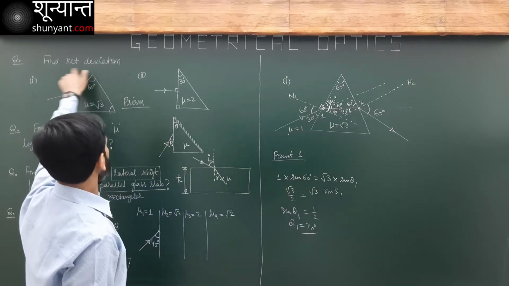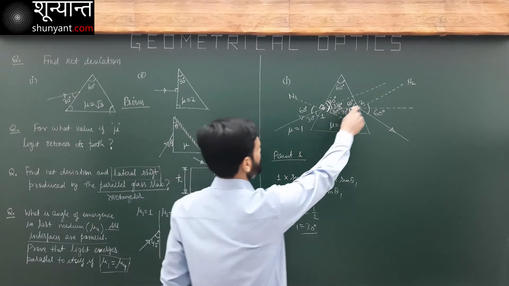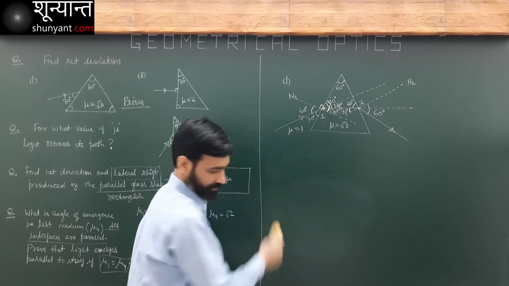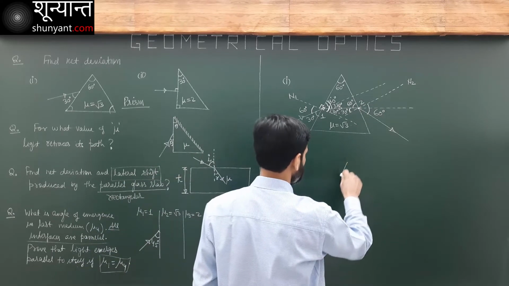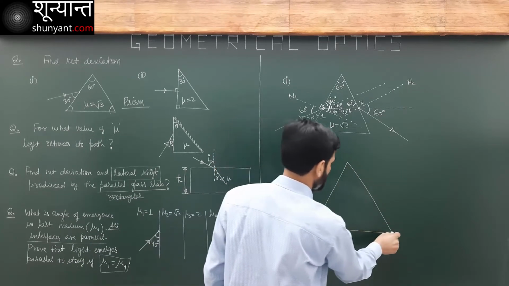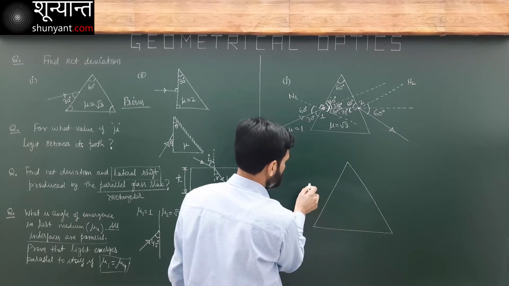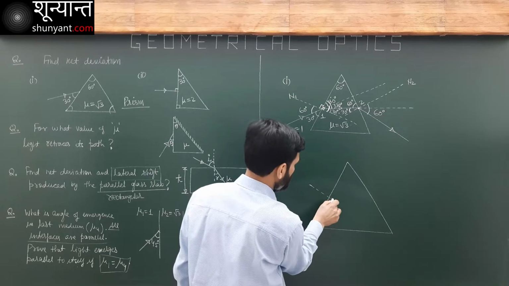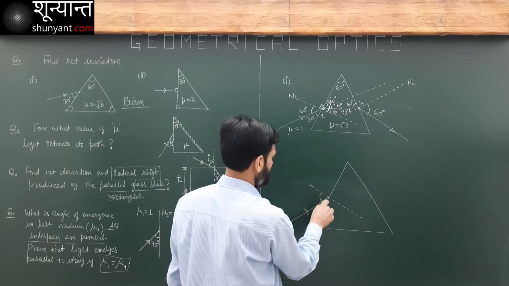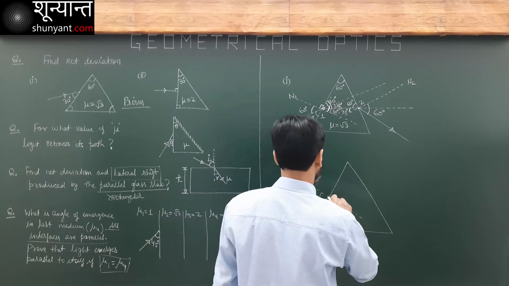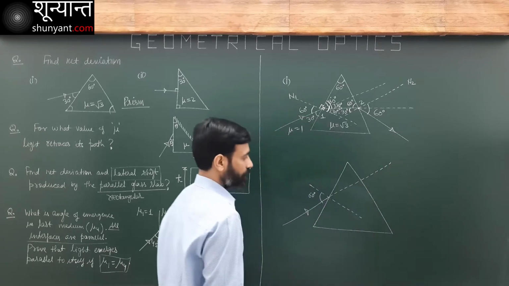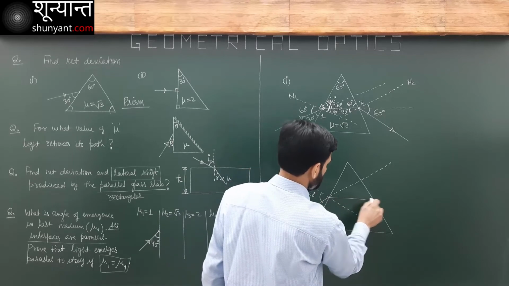Now I have to find the net deviation. Let me make a clean diagram. The light is getting deviated twice, successively, one after another. There are two successive deviations. This is the first deviation here, this is 60 degrees. And this is the original direction. Light gets deviated like this.